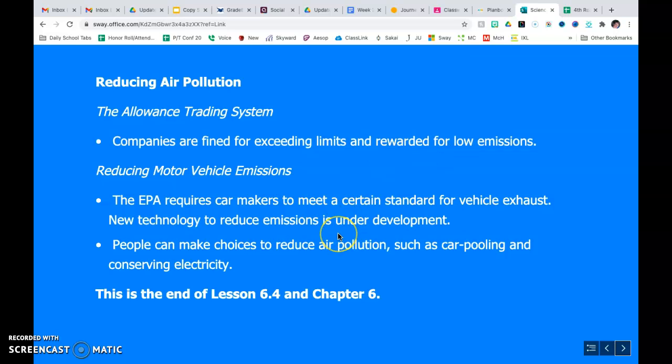The EPA now requires car makers to meet a certain standard for vehicle exhaust. And then, of course, new technology reduces these emissions, and they're constantly being developed. And then we, as people, can make choices to reduce air pollution, such as carpooling instead of everybody driving their own car, kind of ride together, and also by conserving electricity.